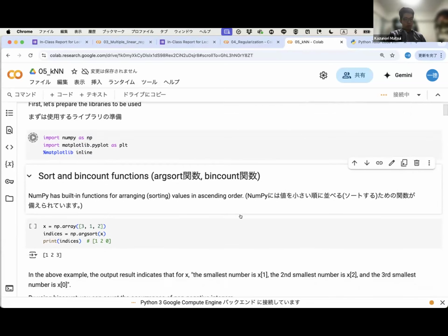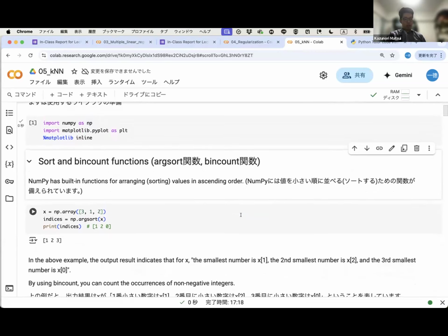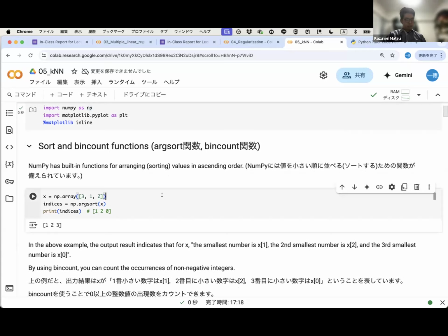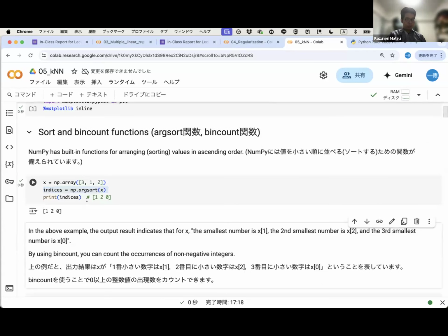Let's start by introducing the argsort function for sorting numbers and the bincount function for counting data occurrences. NumPy has a function called argsort for sorting arrays. If we have an array like 3, 1, 2, and call np.argsort on it, it returns 1, 2, 0.